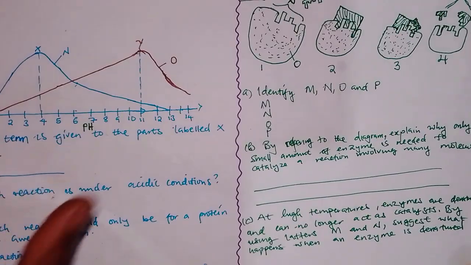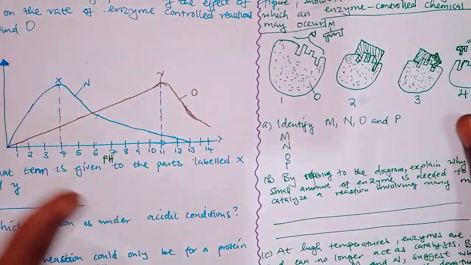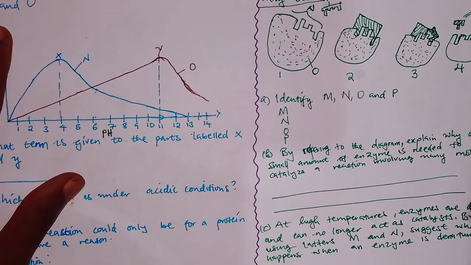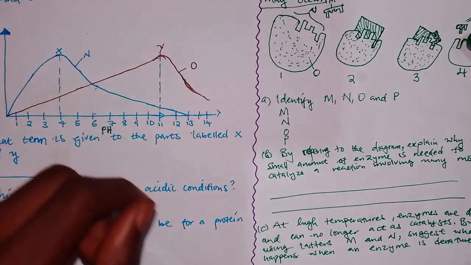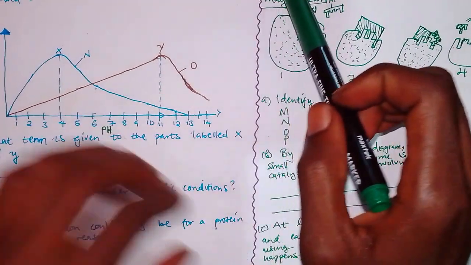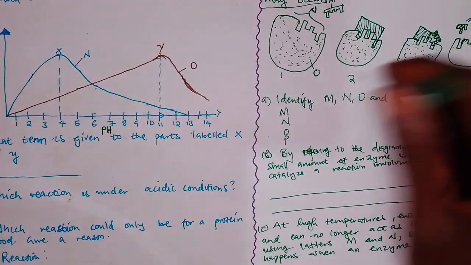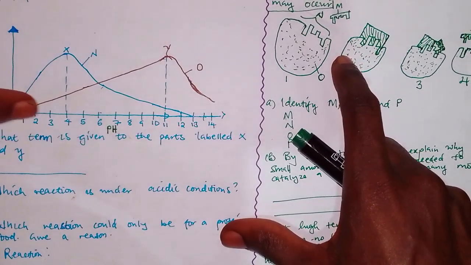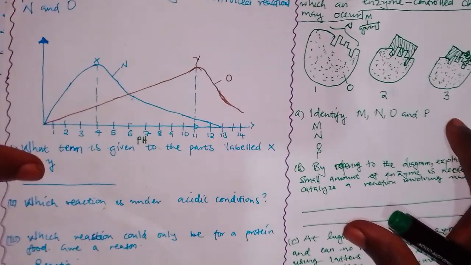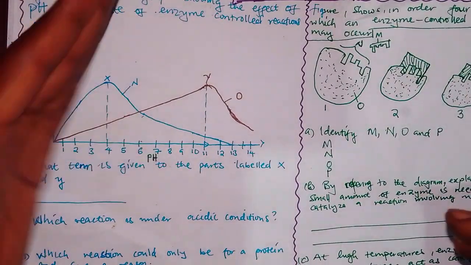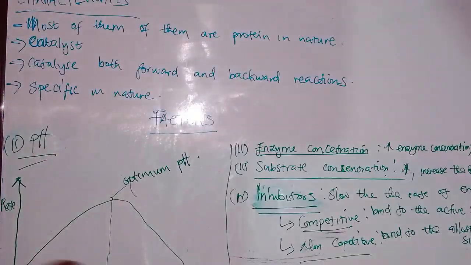So, concluding today's lesson, we are going to be revising now this question which came on enzyme. The question is saying figure 2.2 is a graph showing the effect of pH on the rate of enzyme controlled reaction N and O. Yeah, so this graph is showing us the graph of what? Of pH, which I'm explaining.